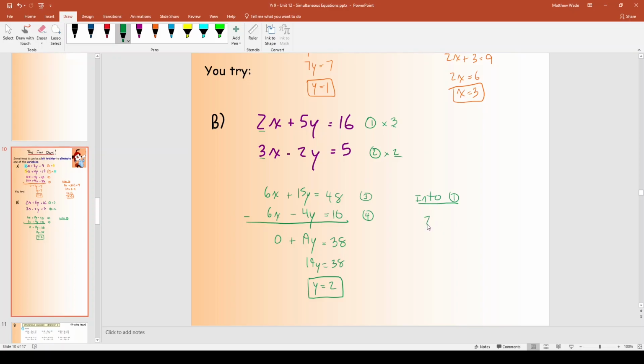And here we go. 2x copied out plus 5 copied out, but y was 2, so we'll put a 2 in a bracket next to the 5, equals 16. It's this equation with that number put in. So 2x plus 10 is 16. Take away 10 from both sides. 2x equals 6. x is 3.